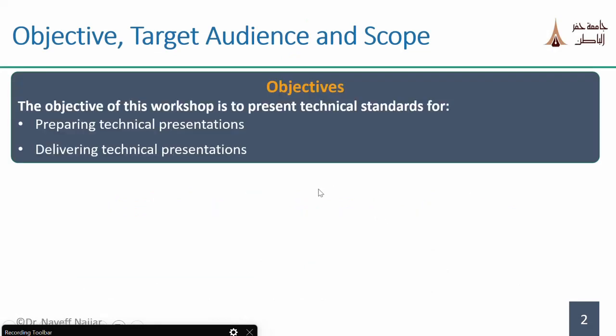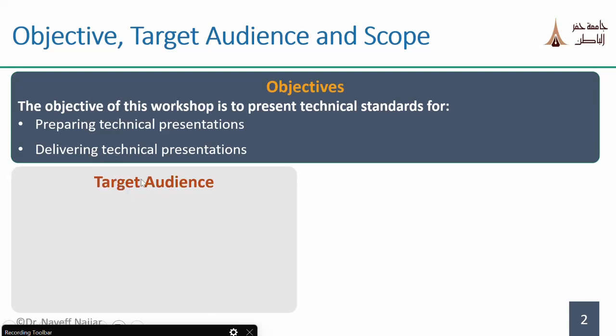My objective in this presentation is to present standards for technical presentations. Standards means basics. It means that whenever you are designing a new presentation, you have to consider some basic rules for preparing the slides and also for delivering the presentation itself.